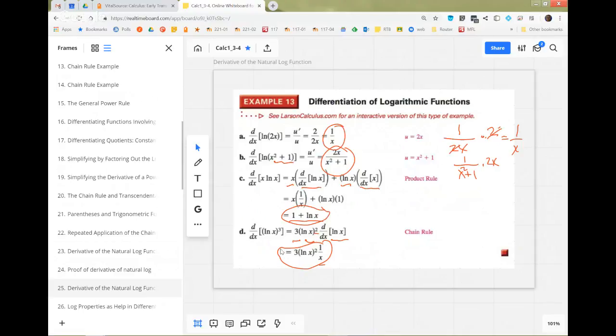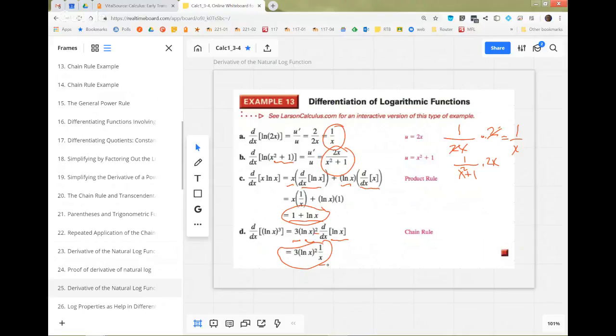Let's do one more. Part D, the natural log of x quantity cubed. Let's take the derivative of that. Well, the outside function is a cube, so we first have to do a power rule. Multiply by the exponent 3, then keep the same quantity, reduce the power by 1. Now we have the inner function, natural log of x. What's the derivative of the natural log? 1 over x.